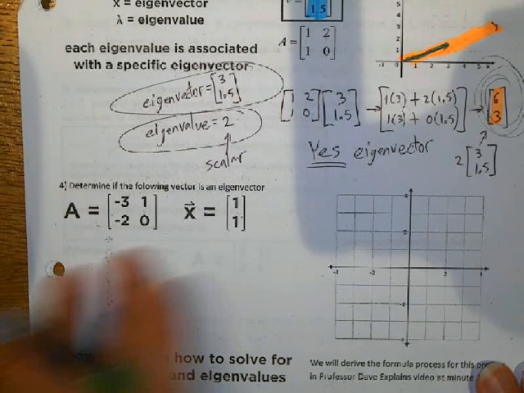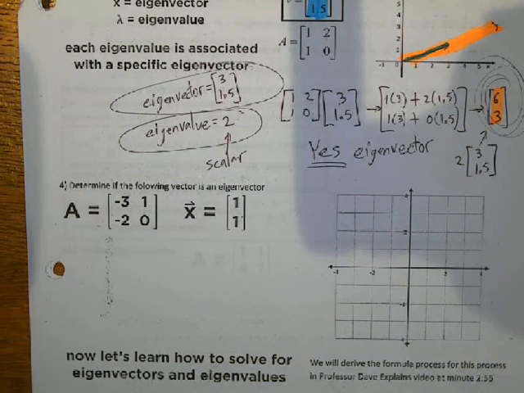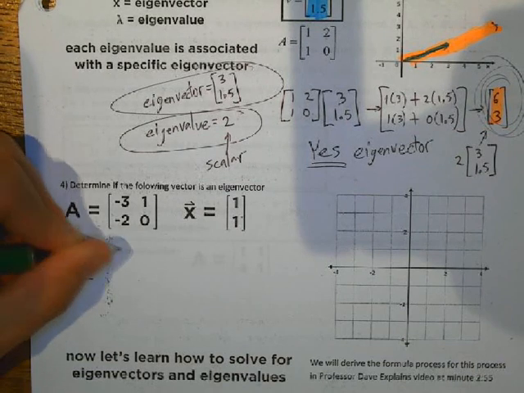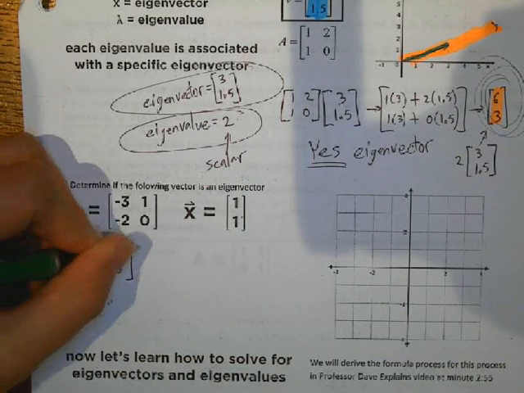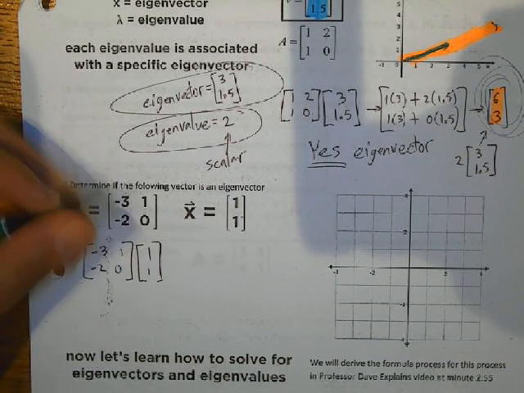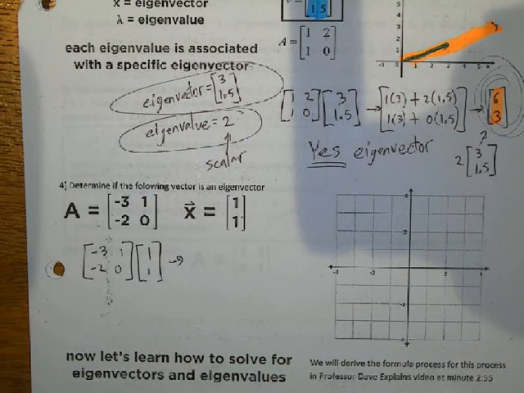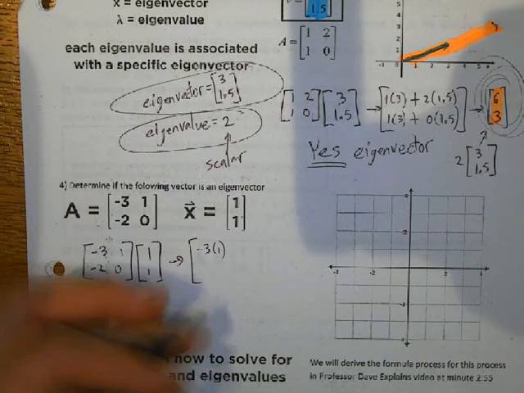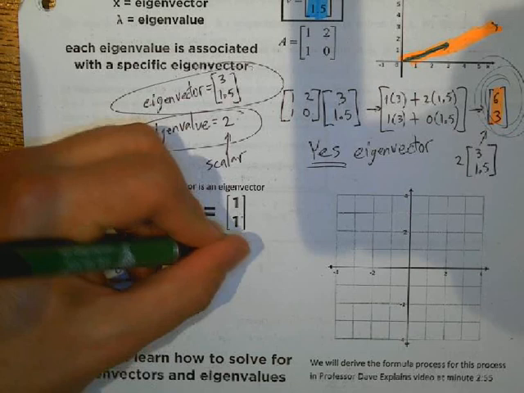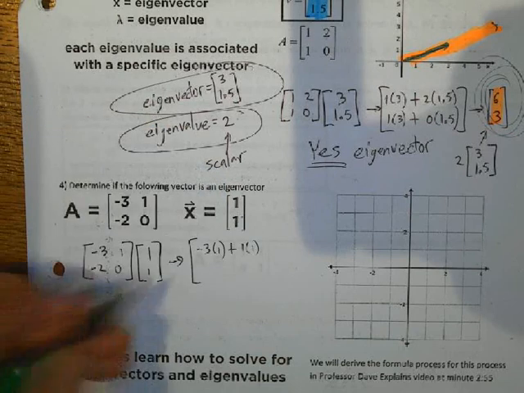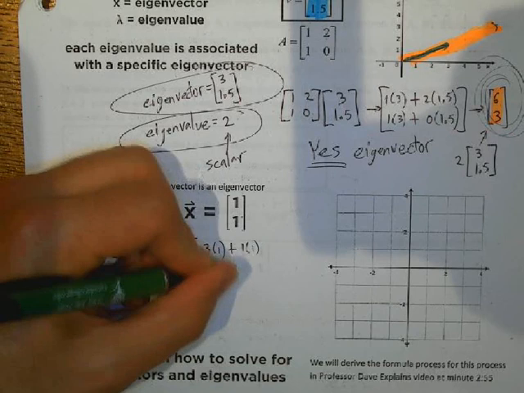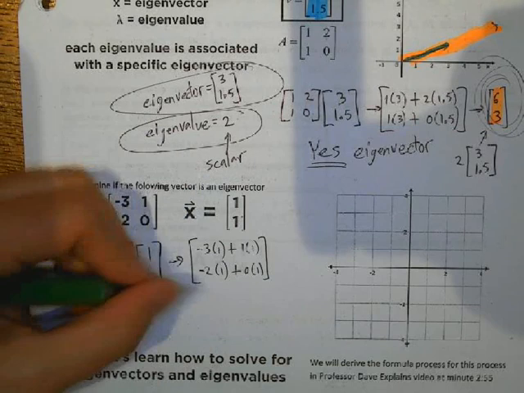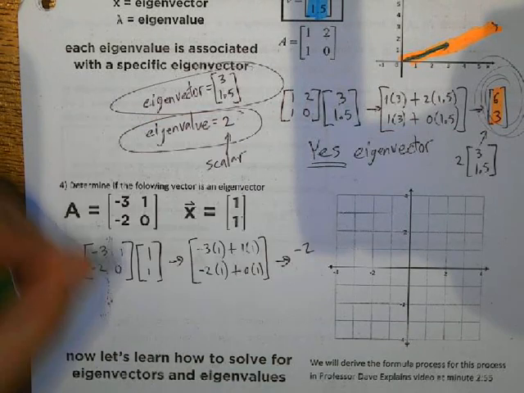So let's do one more example. Determine if this is an eigenvector. So we can multiply our matrix -3, 1, -2, 0 times our vector 1, 1. And we end up with -3 times 1 plus 1 times 1. And then we have -2 times 1 plus 0 times 1. And that gets us -2, -2.